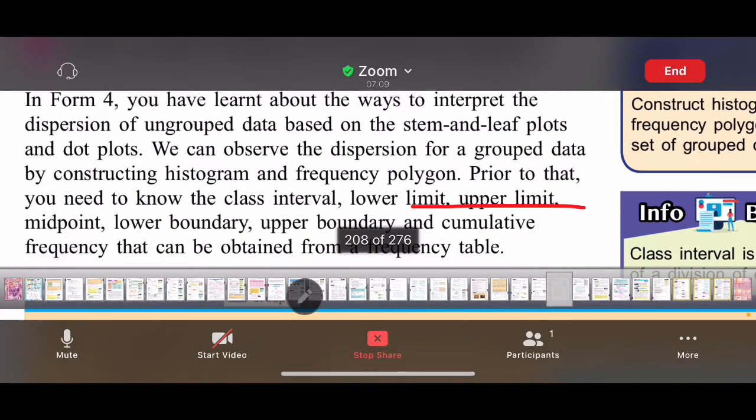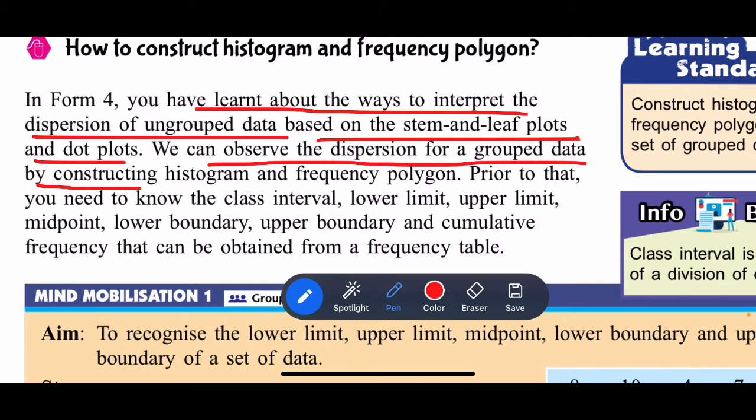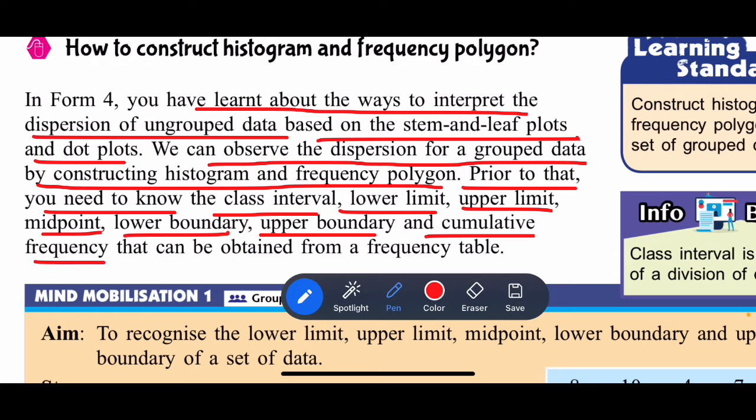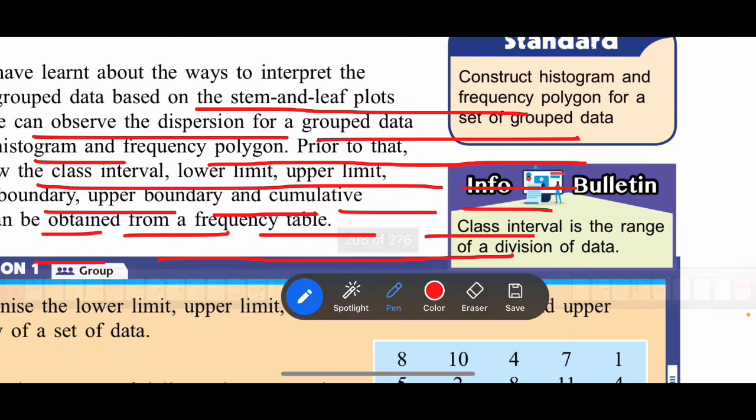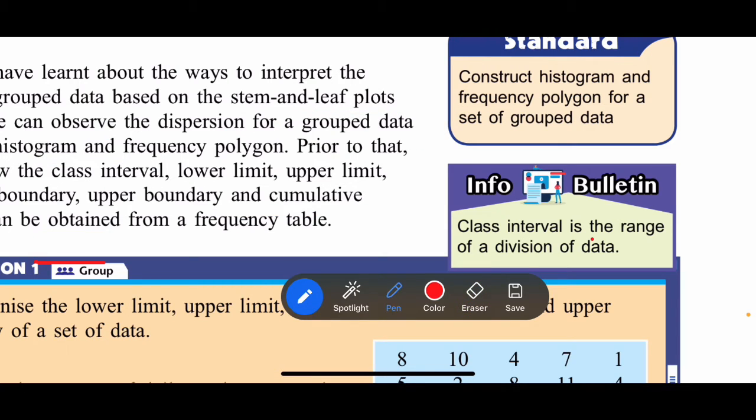In Form 4 mathematics, you have learned about the ways to interpret the dispersion of ungrouped data based on stem and leaf plots and dot plots. We can observe the dispersion for group data by constructing histograms and frequency polygons. Prior to that, you need to know the class interval, lower limit and upper limit, midpoint, lower boundary, upper boundary, and cumulative frequency that can be obtained from a frequency table. Alright. So class interval means what? Class interval is the range of a division of data, right?